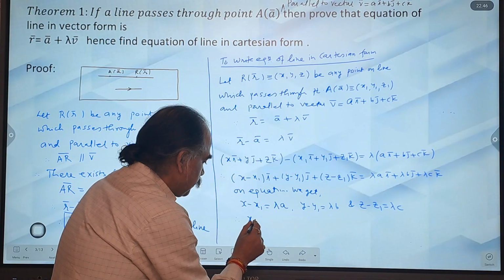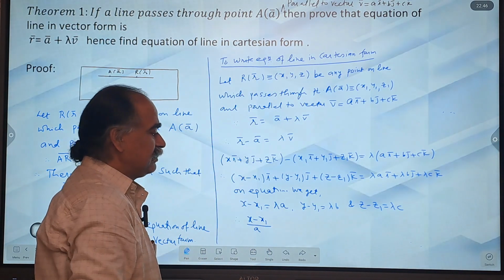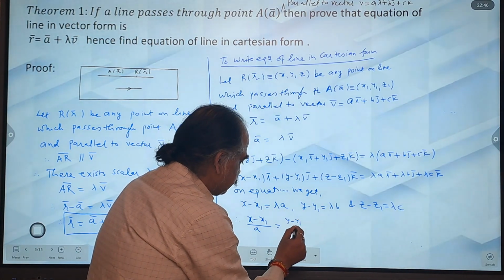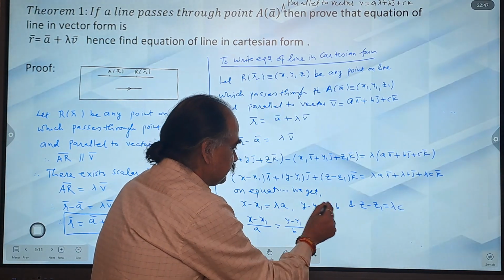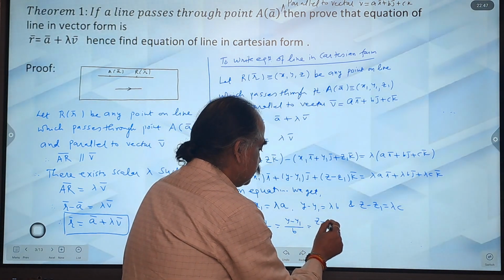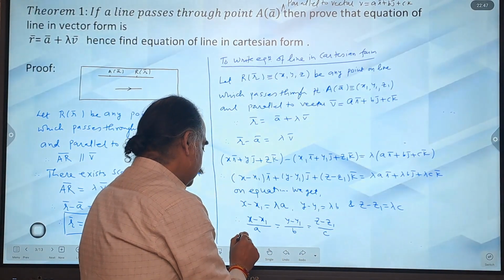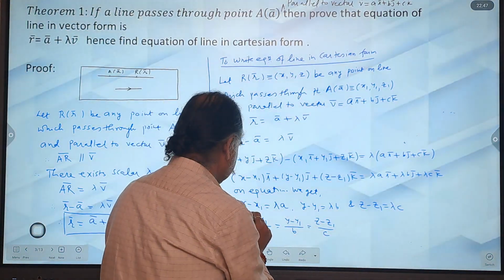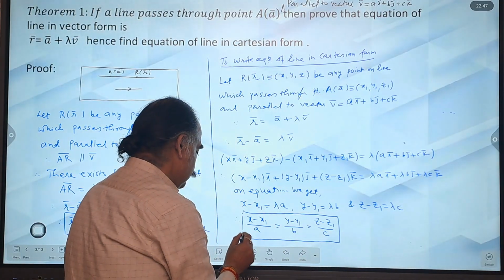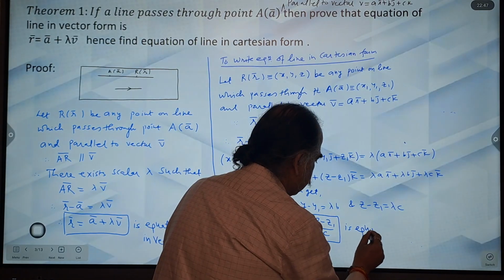Therefore, x minus x1 upon a is lambda, which is also same as y minus y1 upon b is also lambda, is equal to z minus z1 upon c. Is equation of line in Cartesian form.